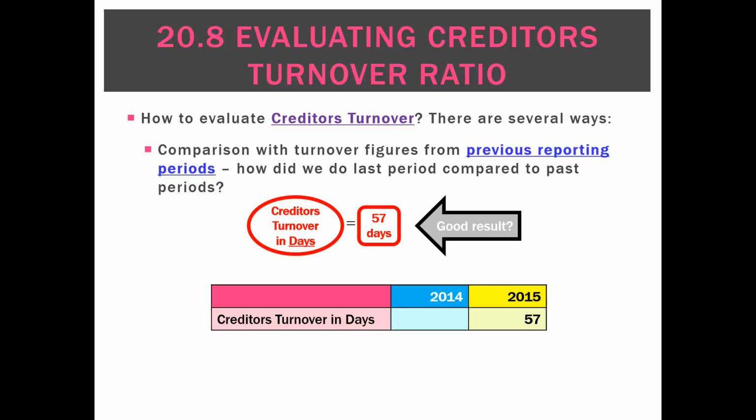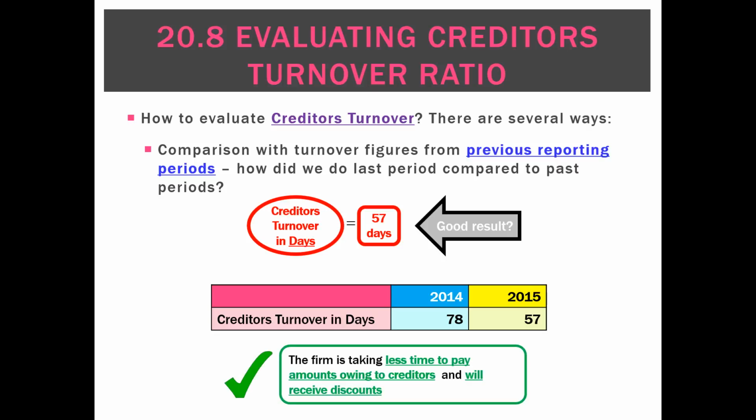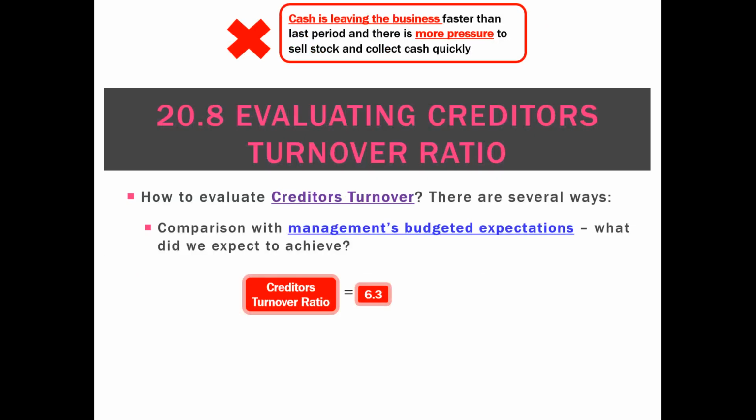If that 57 days occurred after we achieved 78 days the previous year, then we'd say that's a good result, and we're going to get some more discounts. On the negative side, we're keeping less cash in the business, which creates pressure to sell our stock quicker.